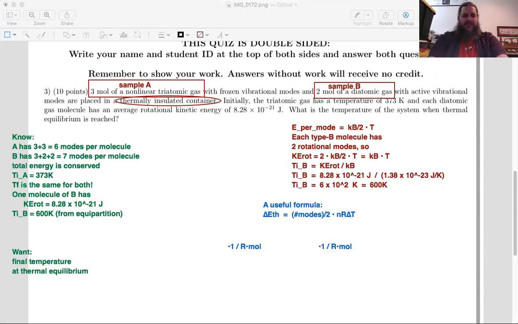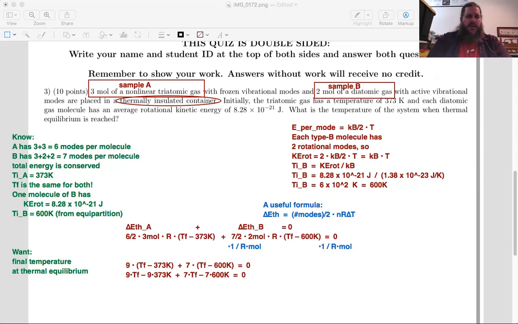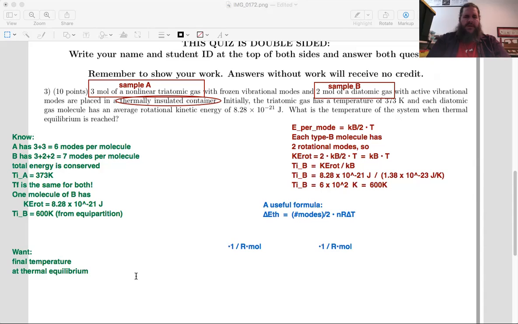9 times T final minus 9 times 373 plus 7 times T final minus 7 times 600 Kelvin equals 0. And at that point, what can we combine? Yeah, if we combine the T final terms, because we've got 9 T final plus 7 T final, we can factor out T final and just get T final times 9 plus 7. So that's a total of 16 times T final. And yeah, these numerical terms, 9 times 373 and 7 times 600, we could combine.